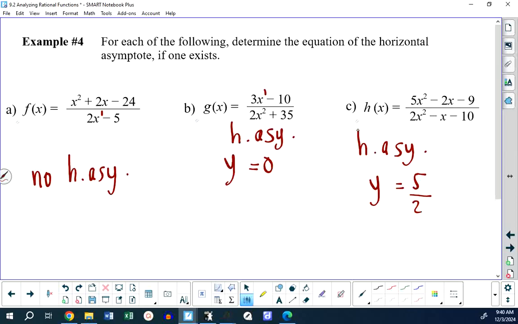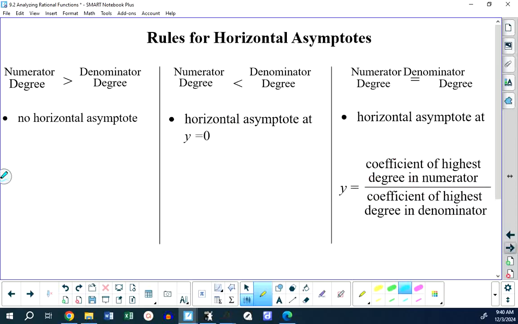When you have the opposite, the degree on the bottom is bigger than the degree on the top, then you will always have the x-axis. And the reasoning is the degree on the top is smaller, the degree on the bottom, which is bigger, produces the bottom growing more than the top, and it approaches 0. If the degrees are the same, you divide the coefficients of the highest degree terms. And that's what it says at the bottom of the page.